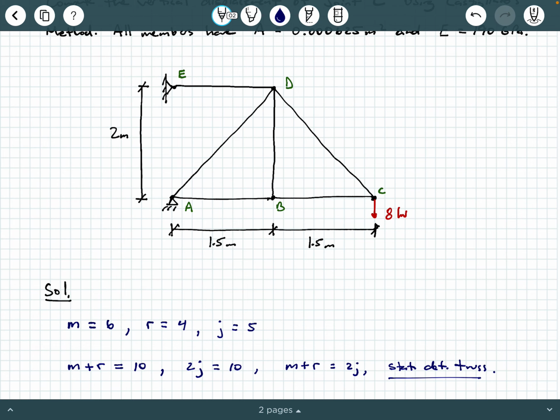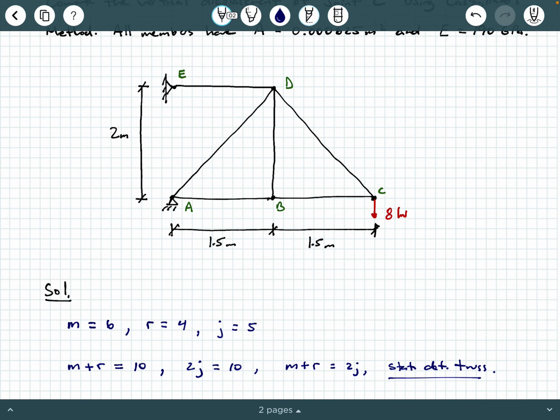I like to remind ourselves of how to do this because some people have the misconception that just because you have 4 external reactions here, 2 at A and 2 at E, that means you have a statically indeterminate system. But that's not the case. Remember, to investigate determinacy and stability of trusses, you add the number of members to the number of external support reactions, and you compare that to 2 times J. This 2 comes from the fact that you have 2 applicable equilibrium equations at each joint. So it's good to remember this fundamental concept.